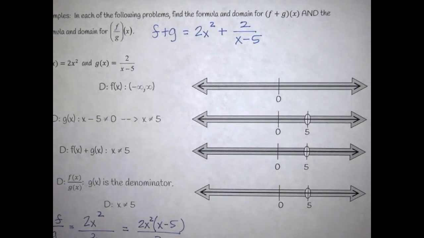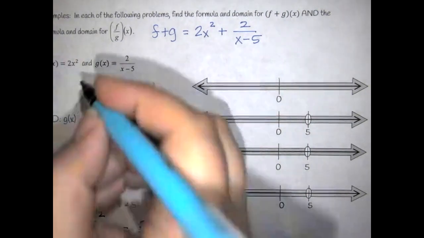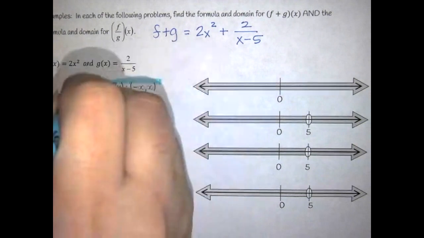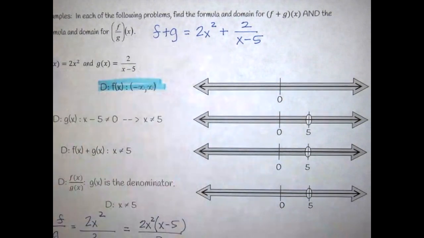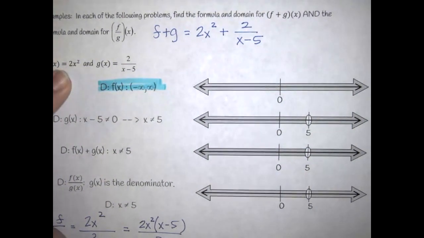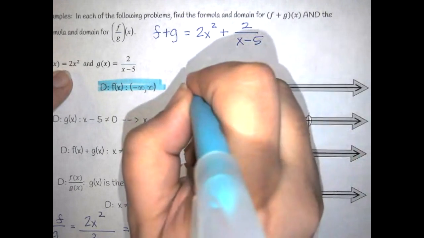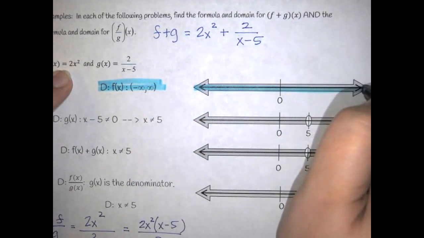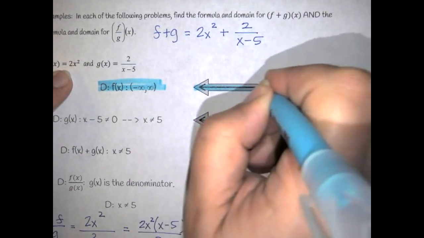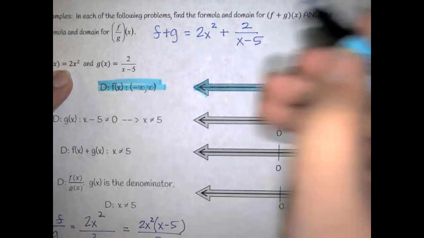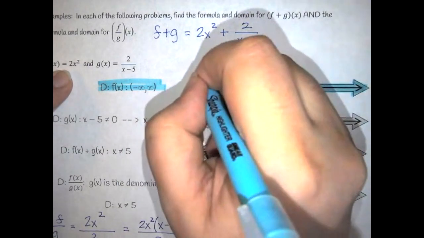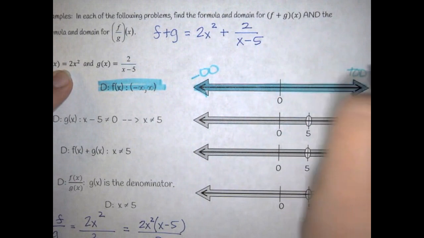The first thing we need to do again is find the domains of the individual functions. First and foremost, we have f of x. Well, f of x, if we look, is just 2x squared. So 2x squared is essentially all real numbers. So we have shaded in the entire number line here to represent all real numbers. This is the negative side, and this is the positive side.